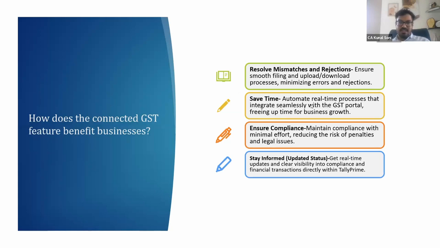So these are the basic benefits to business of connected GSTN. That is, it resolves the mismatches and rejections. It ensures a smooth filing and upload-download process, minimizing errors and rejections. It saves time because you are not supposed to log into the GSTN portal, download the JSON, and then reconcile and do all those things. The system would directly take care of the same.